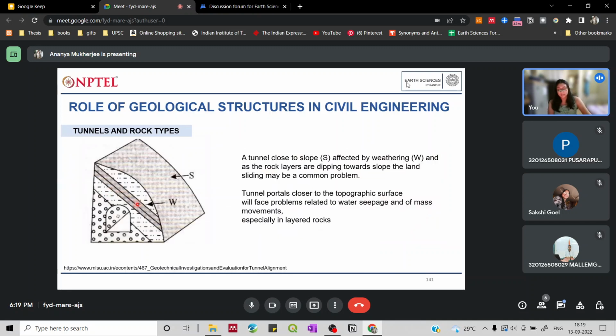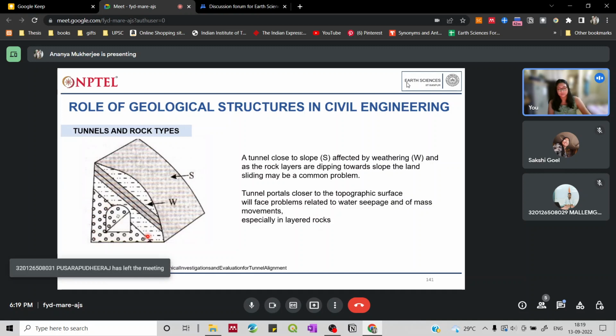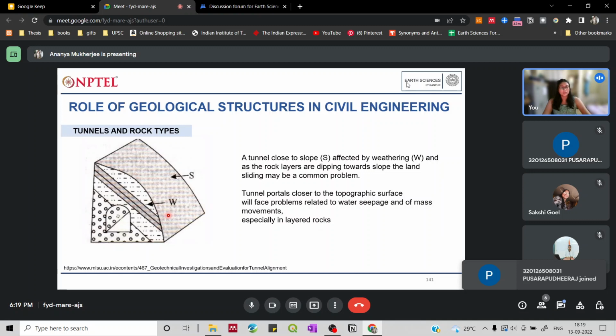Next, suppose these are good, suitable rocks, but this layer is being weathered. The closer your tunnel is to such weathered surfaces along a slope, say suppose this is a slope, then close to the slope there is a chance that the weathering might reach your tunnel structure soon, and then it will cause damage to the tunnel structure.